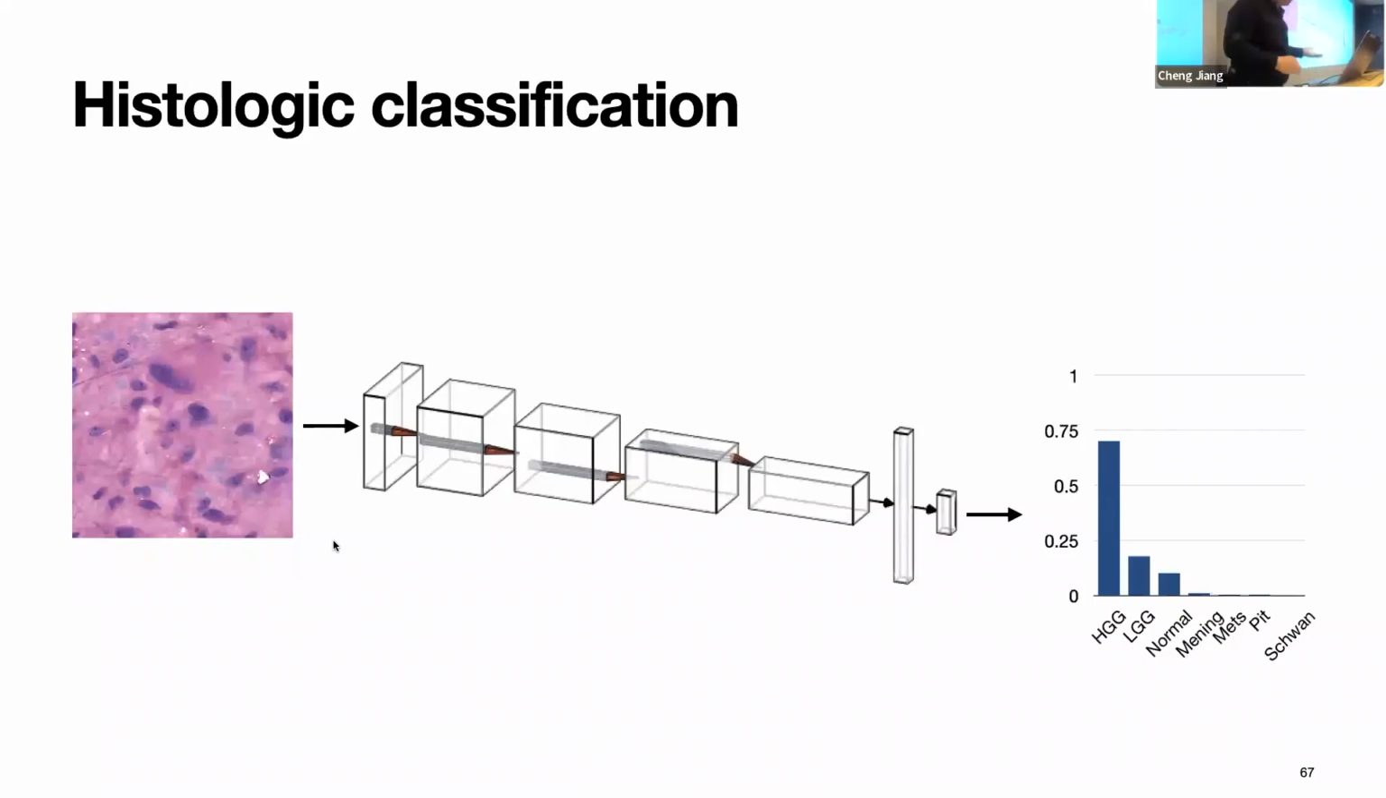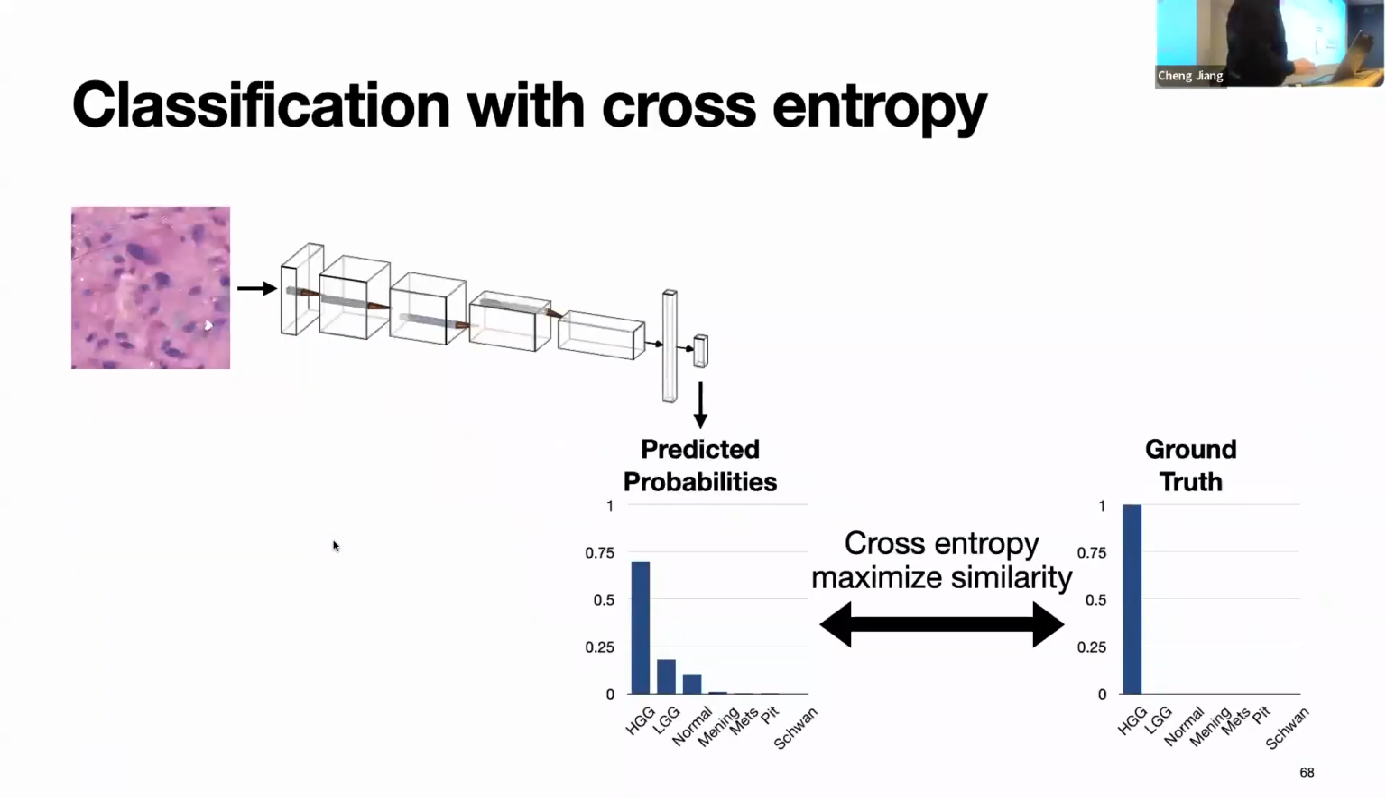So we have our image. This is basically the baseline for all of the classification tasks. We have an image and go through some kind of neural network. And then at the end of the neural network, the model will predict a distribution for different types of tumors. This classification is learned with cross entropy, which maximizes the similarity between the model prediction and the ground truth, basically a one-hot encoding as a histogram.